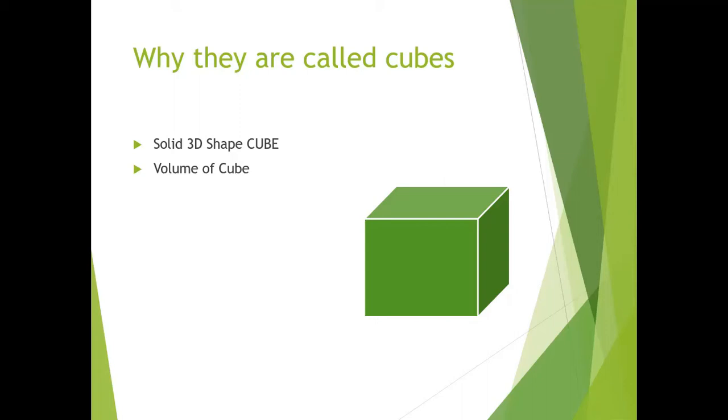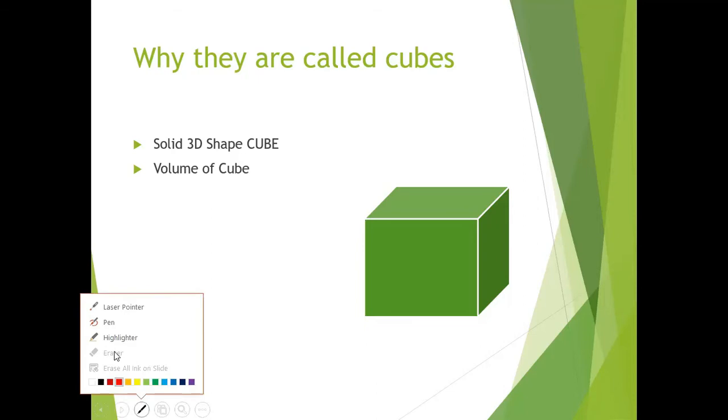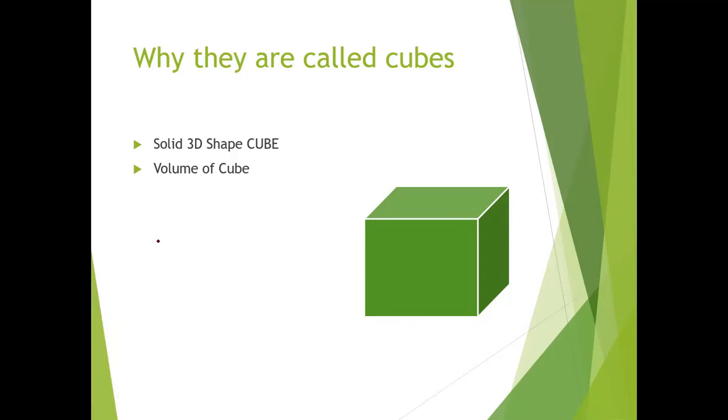How do we calculate its volume? We calculate its volume by multiplying its sides. V equals side multiplied by side multiplied by side, and the sides of a cube are equal, so it can be written as side cube. So multiplying a number by itself 3 times is called cubing.